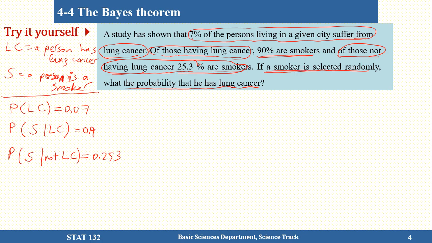Now, these are the givens, and the question is: if a smoker is selected, what's the probability that he has lung cancer? We know that the selected person is a smoker, so the condition is being a smoker. What's the probability that he has lung cancer? So this is the question now.